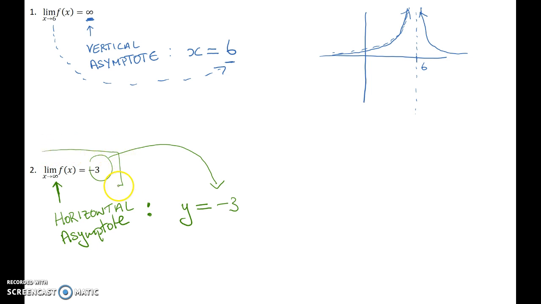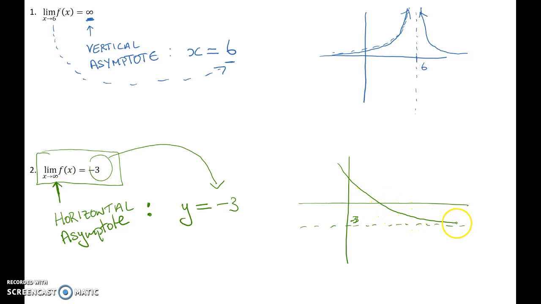So again, your task is to look at this and identify it as a horizontal asymptote and to give the equation of the horizontal asymptote. In this case, y equals negative 3 would be a line down here. That would be negative 3. And we don't know exactly what this graph looks like, but it could be something like this. Could be something like that. That's not a definitive answer. It could also be something like that, or it could be something entirely different.